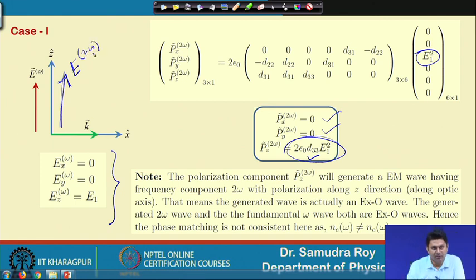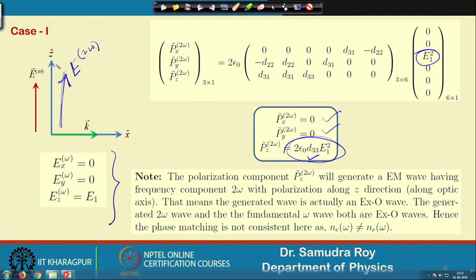Now, the important question that we mentioned before starting this discussion is what kind of wave E2 omega is. E2 omega is perpendicular to k and it is along the z direction. If it is perpendicular to k and along the z direction, then z and k are in the same plane. So what should be the direction of the ordinary wave? We first need to figure that out. Ordinary wave is along the y direction, that is for sure.